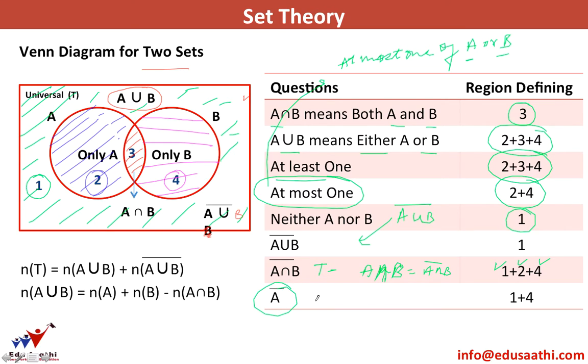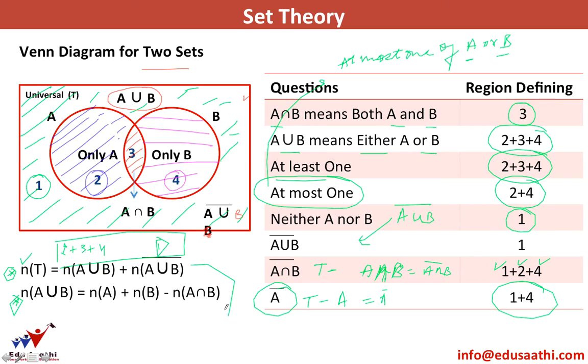Similarly, A complement would be everything apart the set A. So the set A consists of 2 and 3. So everything apart from 2 and 3 is 1 plus 4. Now these are some of the important formulas which you need to know. The universal set T, n of T is represented as n of A union B plus n of A union B complement. So A union B here is what? 2 plus 3 plus 4 plus the complement of A union B, which is just 1. So 1, we get all these 4 regions, so it becomes the universal set.